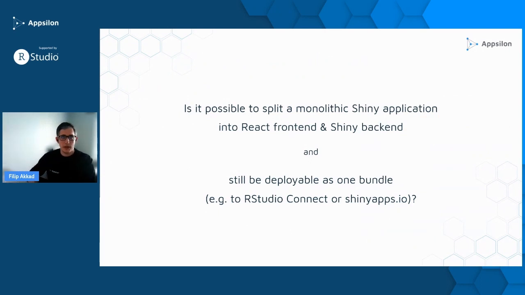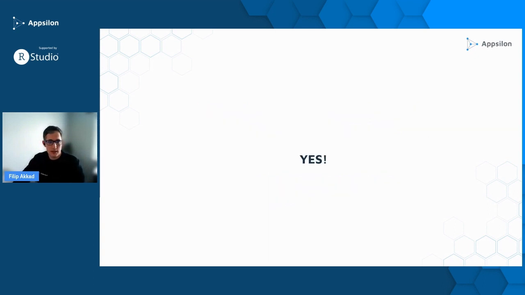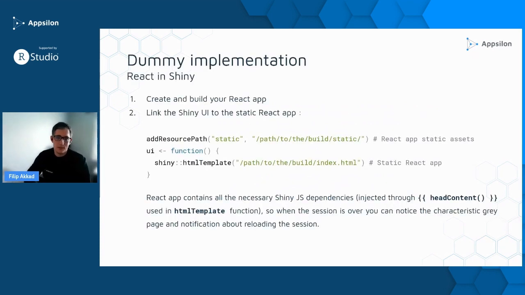So, knowing how cool React is, the obvious question that came to my mind was: is it possible to split the monolithic Shiny application into React frontend and Shiny backend and still keep it deployable as one bundle, for example to RStudio Connect or shinyapps.io? The simple answer is yes, but how? Here, I would like to present you the dummy implementation of the concept.